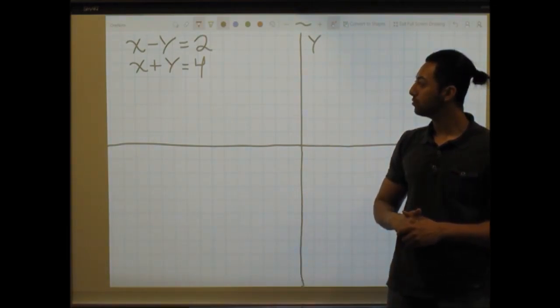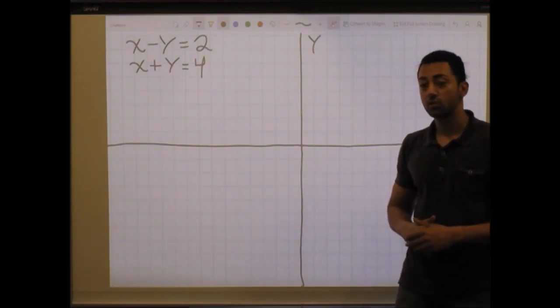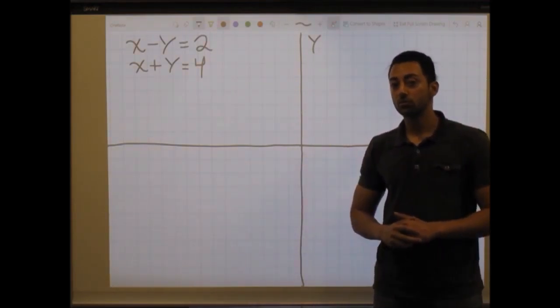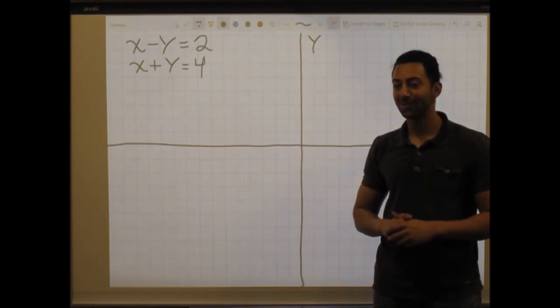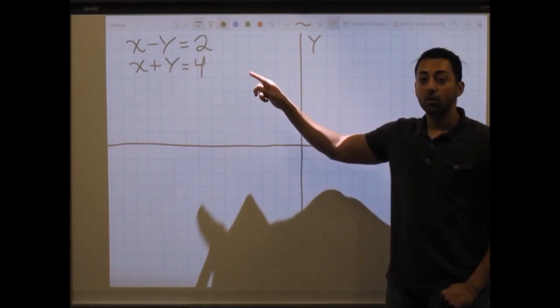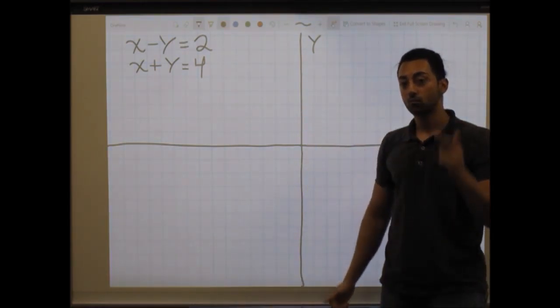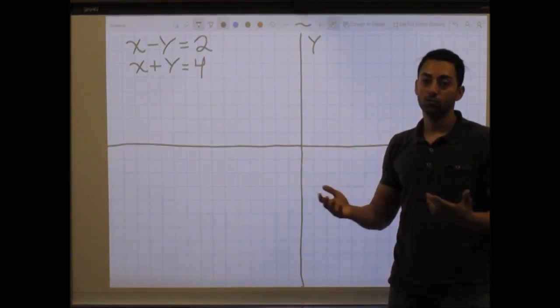x minus y equals 2 and x plus y equals 4. So we're still going with the concept of getting a solution out of a linear system by looking at it graphically. But here I'm just going to graph the two equations first. Then when we graph them, we'll see at which point they intersect, and then we'll go ahead and identify that point, which would be the solution.